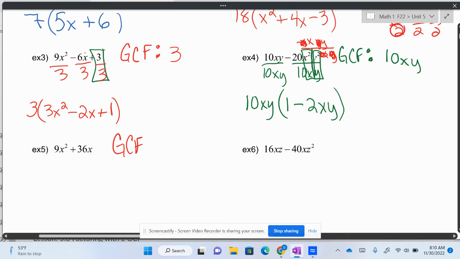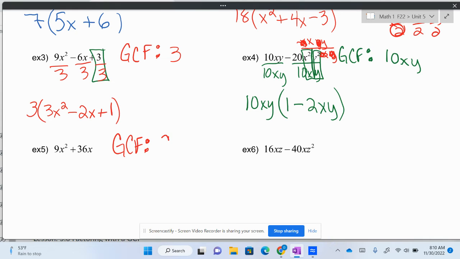Greatest common factor, 9x, yeah. We're going to take out a 9x. So I'm dividing both of these by 9x. So 9x squared divided by 9x is just x. 36x divided by 9x is positive 4. Yeah, good job. Okay.